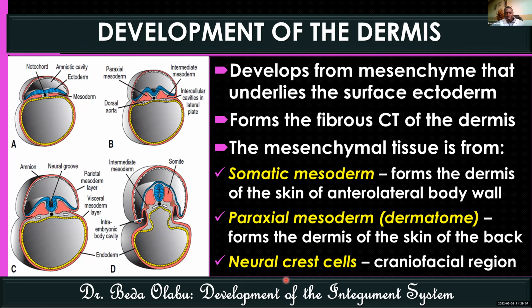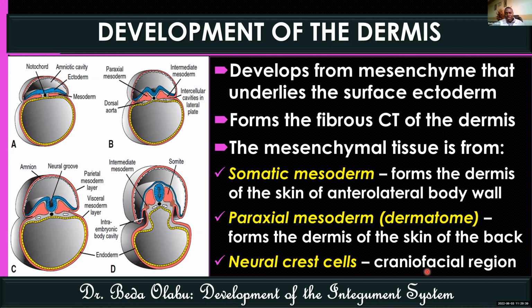Lastly, we have mesenchyme, which is of neural crest origin. The mesenchyme of neural crest origin is largely involved around development of the head and neck region. And so for that reason, the mesenchyme which arises from neural crest origin contributes to formation of the dermis of the skin of the craniofacial region. So that accounts for embryonic origin of the dermis.